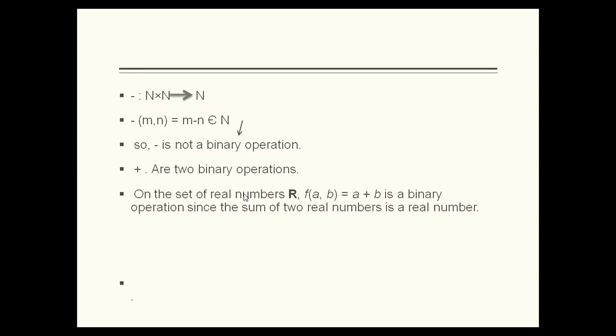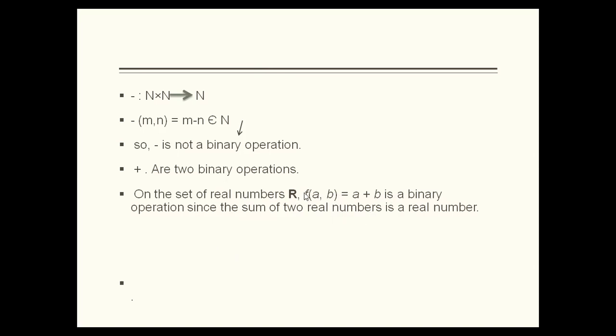In the set of real numbers, you know real numbers is a very large set and it is very important in real analysis, group theory and linear algebra. So that's why on the set of real numbers, f of a, b equals a plus b is a binary operation, since the sum of two real numbers is a real number.